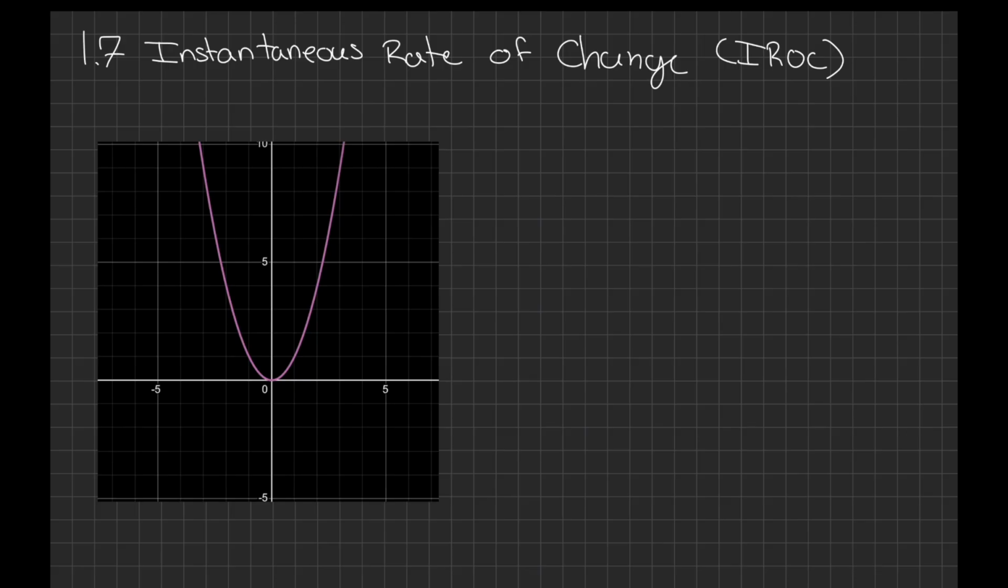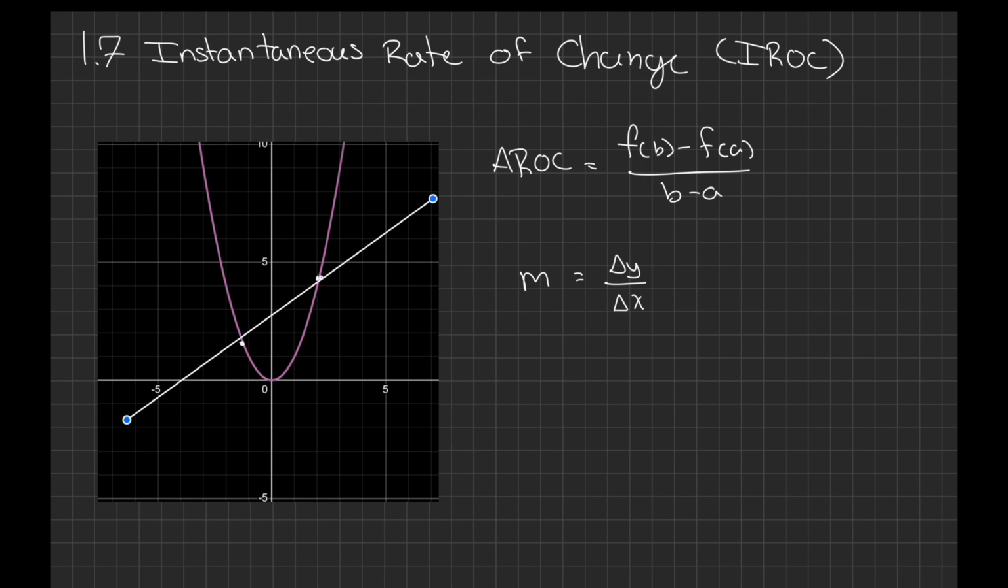This is very similar to what we had previously learned in the past video, which is AROC, which gives us the formula of f of b minus f of a over b minus a, but it's also another version of just rise over run, right? And so today, that represents on this graph, let's say these 2 points, the average rate of change in between these 2 points.